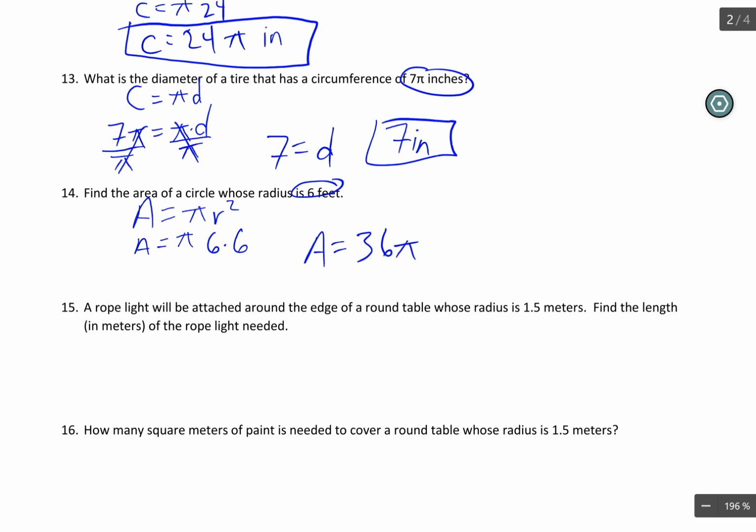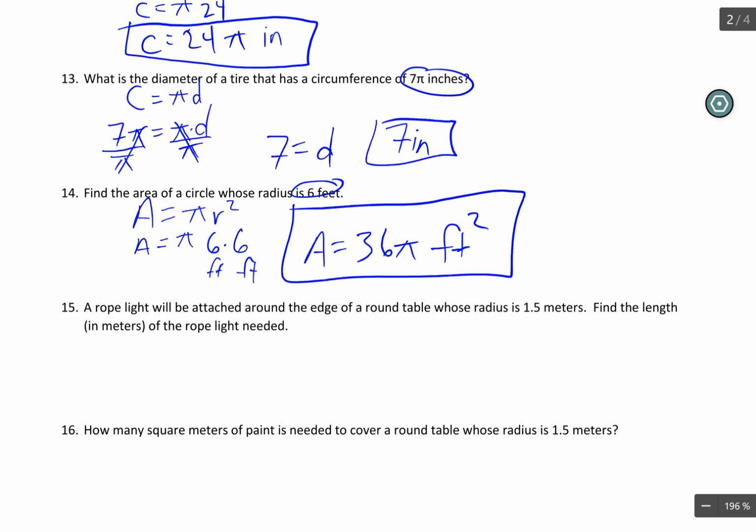And I do need my units. And so this is 6 feet times 6 feet. Well, 6 times 6 is 36. Feet times feet is going to be feet squared. Plus I know that it's area, so I need to have square units. So area equals 36 pi feet squared.